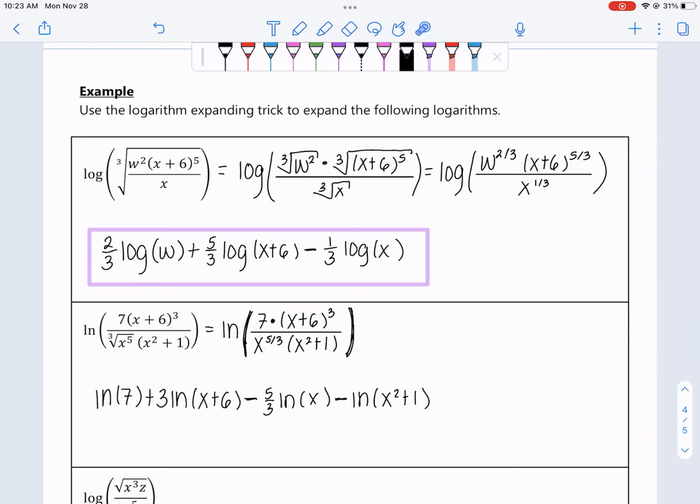Right? Notice the difference between something like x plus 6 cubed and x squared plus 1. Here we could bring down the cube because it was outside of everything. Here, that square is on the inside, so we can't do anything. If there were an exponent out here, we could, but there's not. Bam. Done.